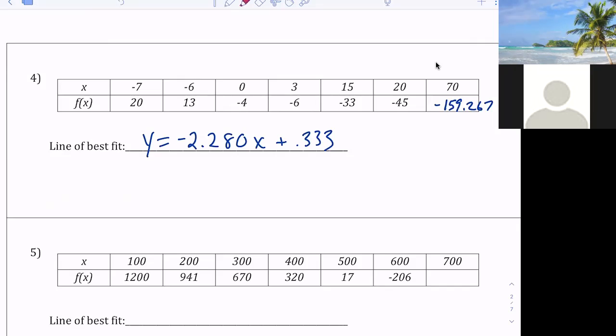Now, again, I'm not arguing over the rounding. Don't tell me you got negative 2.266. I don't care. If you're close to this number, you're good. If you're close to negative 159, you're good. All right? That's what you need to be able to do. Use your calculator.